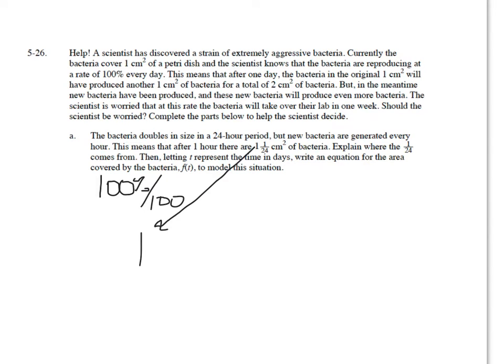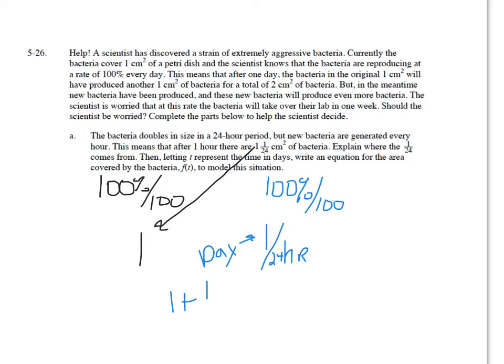Then you're going to get another 100% of the bacteria over a 24-hour period. So let's first divide that by 100 to get 1, and then that's for a full day. But we want it per hour. So we have to divide that by 24 hours. So now you have 1 plus 1/24, and that's going to give you the 1 and 1/24.